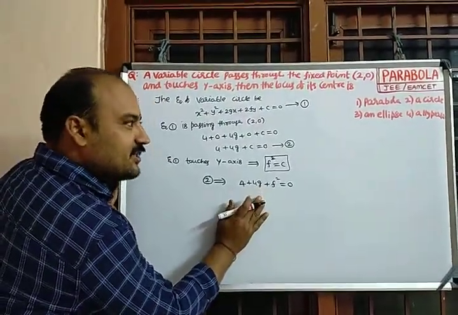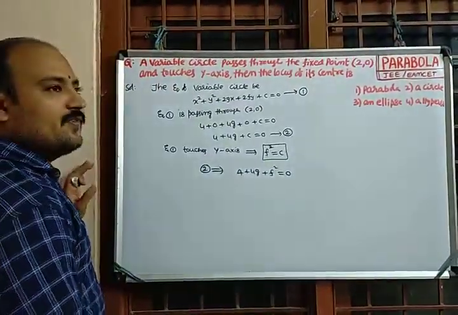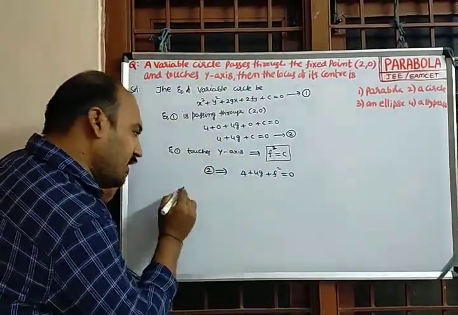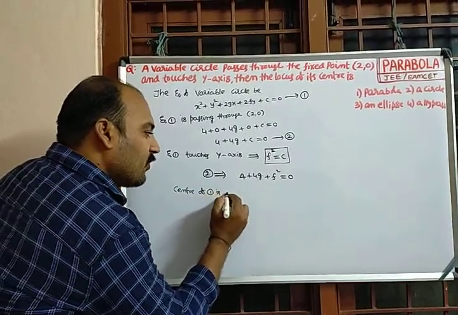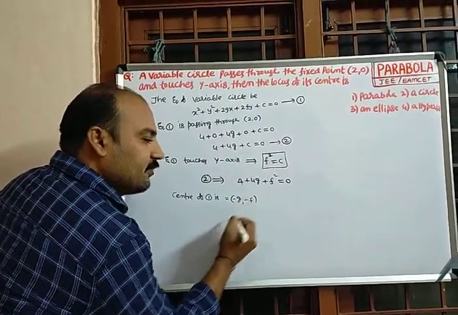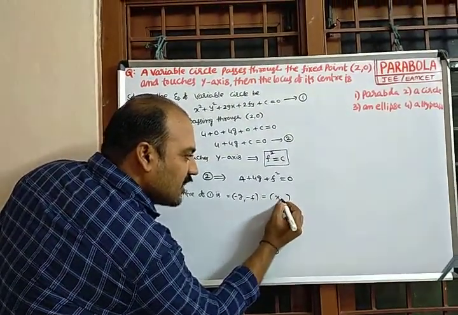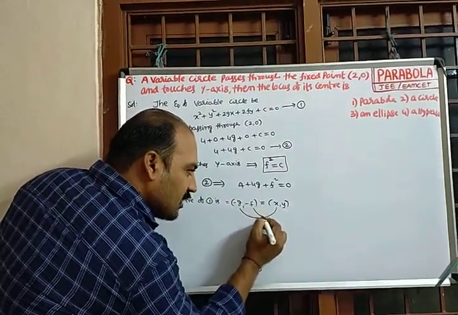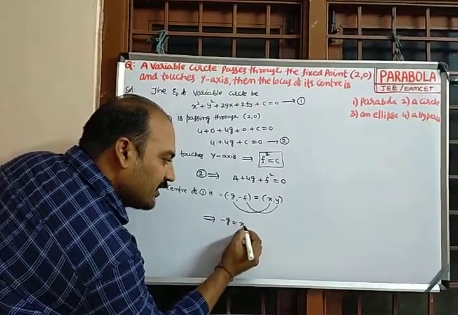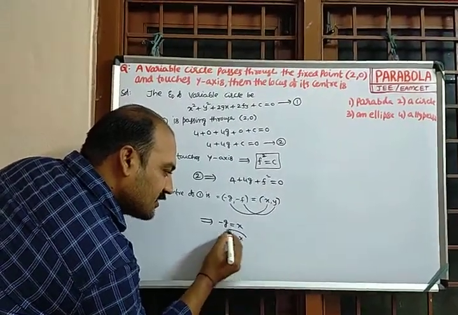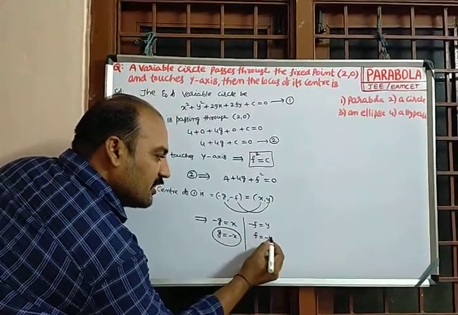After getting this condition, they are asking to calculate the locus of its center. What is the center of this equation 1? The center of equation 1 is (minus g, minus f). Whenever we want the locus of its center, this center is equal to (x, y). Comparing x coordinates, comparing y coordinates, that implies minus g equal to x, so g equal to minus x. And minus f equal to y, f is equal to minus y.